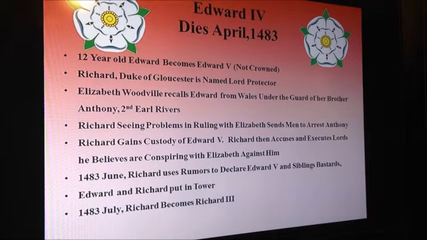In 1483, Richard uses rumors of Edward V being a bastard, saying that their mother had an affair and Edward wasn't their father's son, and also used another rumor saying that Edward IV had been married before he had married Elizabeth, married officially, meaning that the second marriage to Elizabeth was null and void, and all the children they had were bastards. So all of Edward's children were disinherited. So if the children can't inherit, the uncle would. So in July, Richard becomes Richard III officially with the help of Parliament. And Elizabeth Woodville and her children go into hiding.